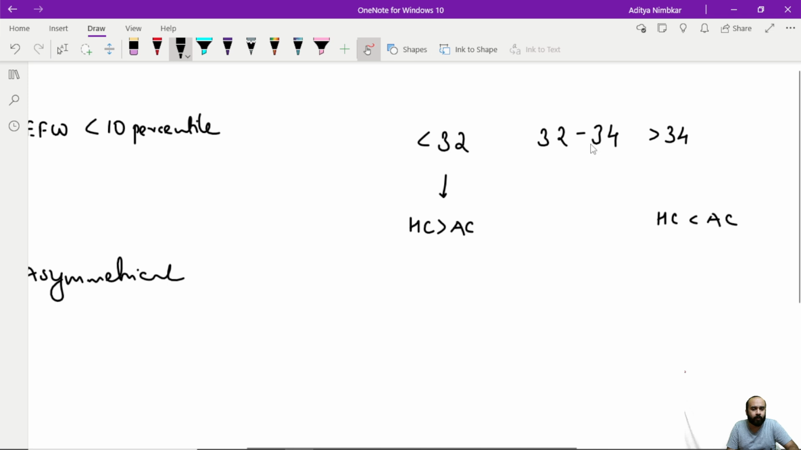Whereas in this period in between, the gray zone, here the head circumference is equal to the abdominal circumference. Now the significance of this is in several topics, but especially in breech presentation. Whenever a baby is delivering by breech presentation, we often say that a preterm breech is an indication for cesarean section.